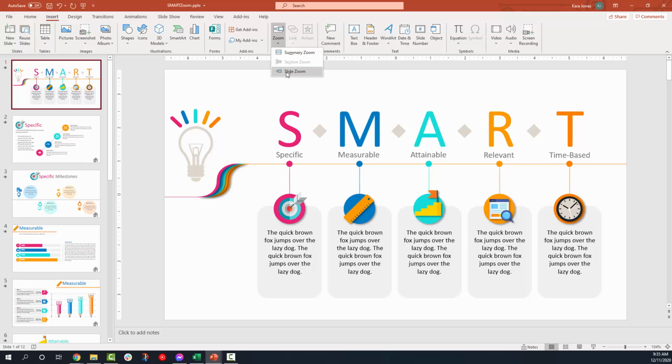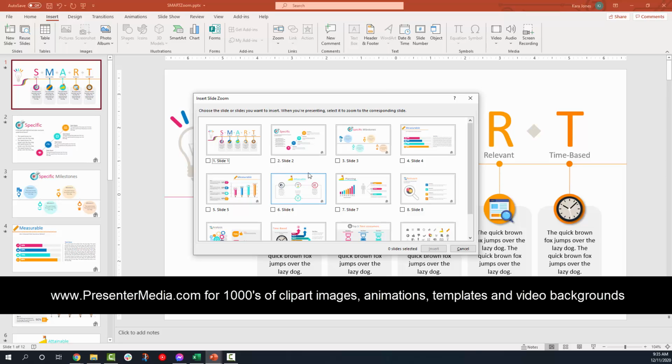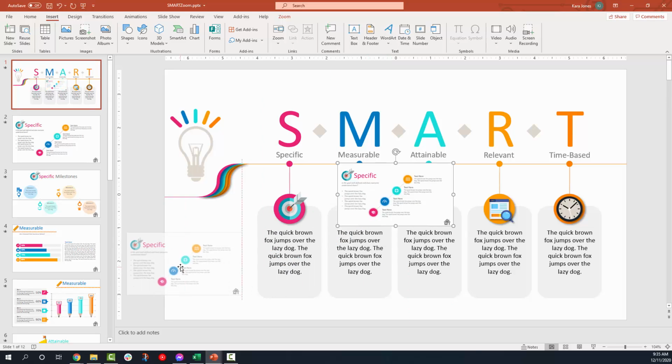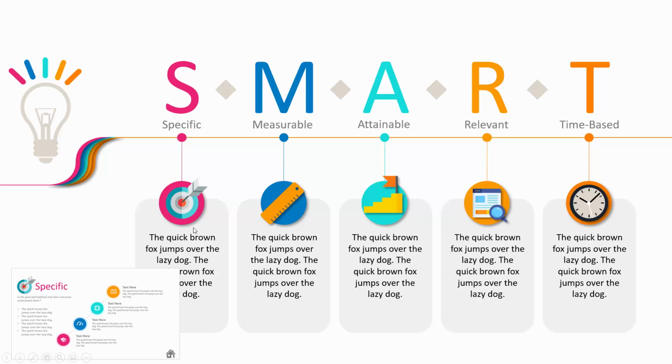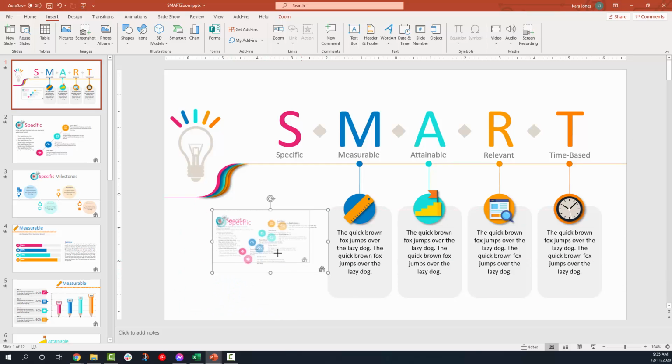So we click on Zoom, go to Slide Zoom, and you can see that we have a preview of all of our slides. For the smart template that I'm using in the background, and this is just one of the many templates on presentermedia.com, I'm going to make a zoom to slide number 2. So we click on Insert. So now instead of seeing all of this stuff down here, which is pretty cute for the actual presentation, we are going to replace this with the zoom to the slide.